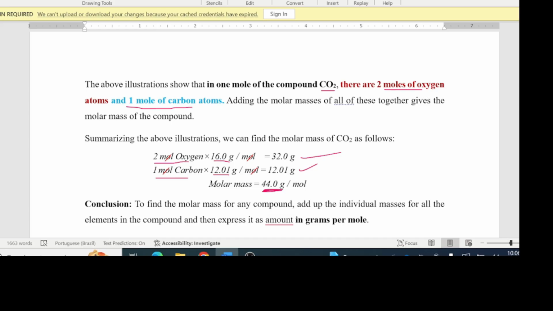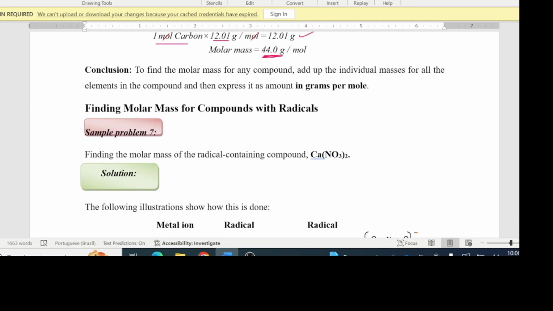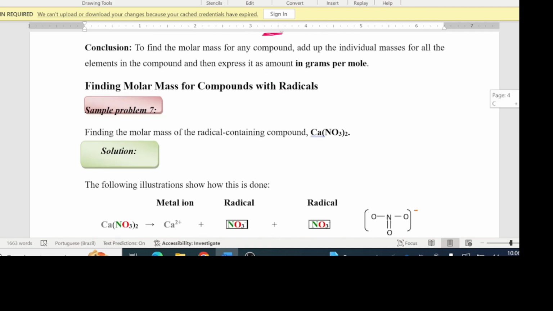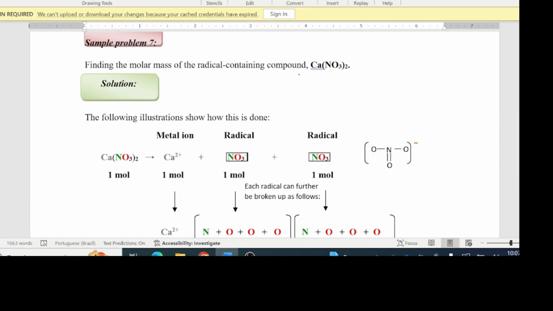Now let's do some other compounds. How do you find the molar mass for compounds with radicals? We have alluded to this already in a previous video. We talked about radicals, okay? The molar mass for the compound you're trying to find is calcium nitrate. Here you see it has 2 nitrate radicals, right?